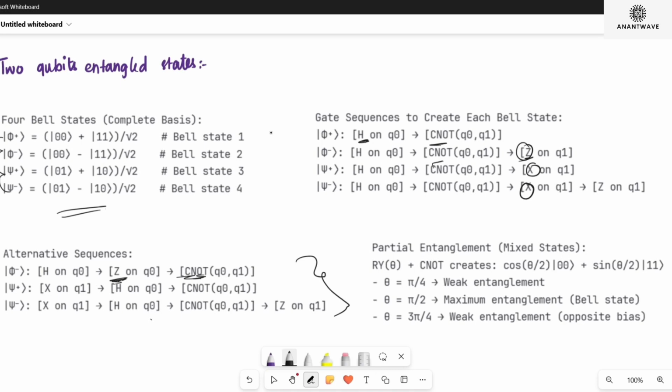These are useful for optimizing on different hardware. We also have partial entanglement. To control entanglement, we use rotation gates. Ry of theta on qubit 0 plus CNOT gives cos theta by 2 on basis state 00 plus sin theta by 2 on basis state 11. When theta is pi by 4, we say that it's a weak entanglement. When it is pi by 2, maximum entanglement is possible. And 3 pi by 4 is also weak entanglement because it has opposite bias.